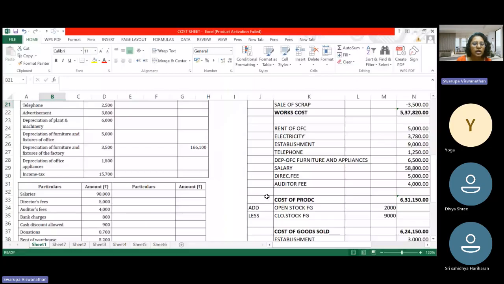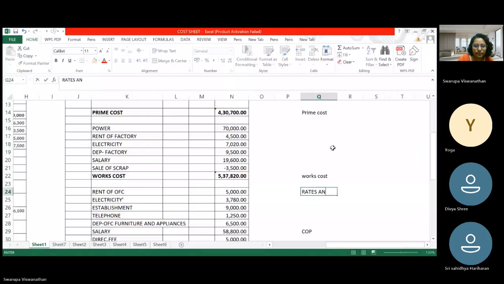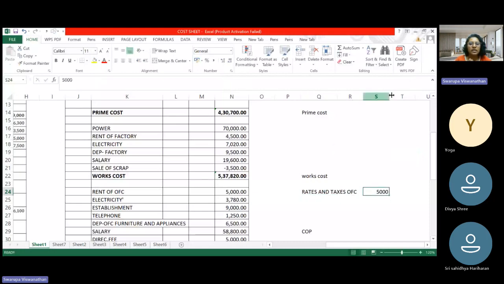Okay, so now rates and taxes office. When you see the question itself, you know that rates and taxes office is an admin overhead, so you can mention it here. Rates and taxes office 5,000. This will help you to reduce the time that you spend in solving one sum. At the same time, it will also ensure that you are not missing out on any of the points.